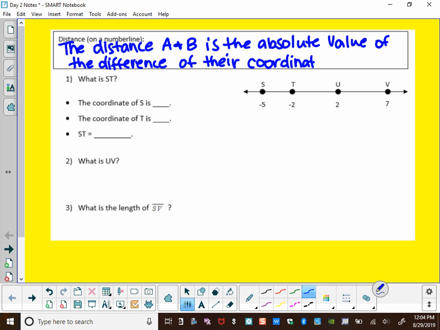What do we know about absolute value? It always needs to be what? Positive. Okay, so the distance of A and B is the absolute value of the difference of their coordinates.